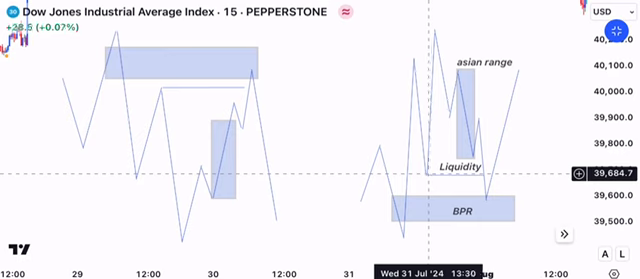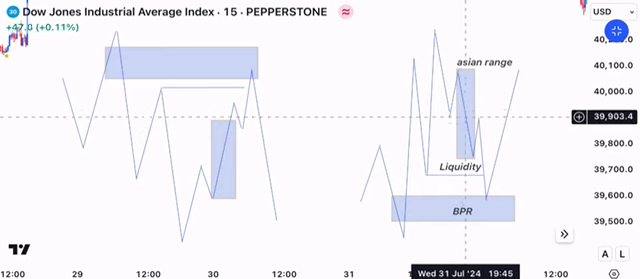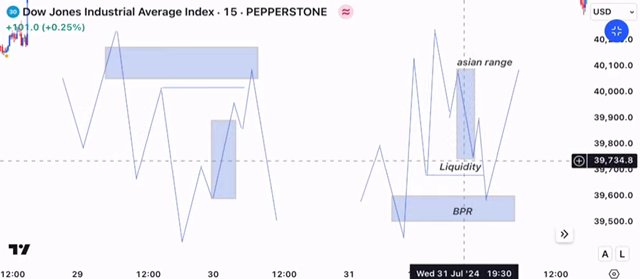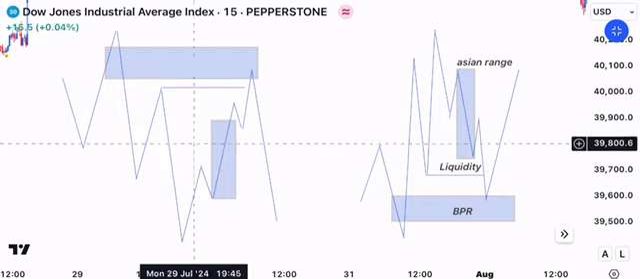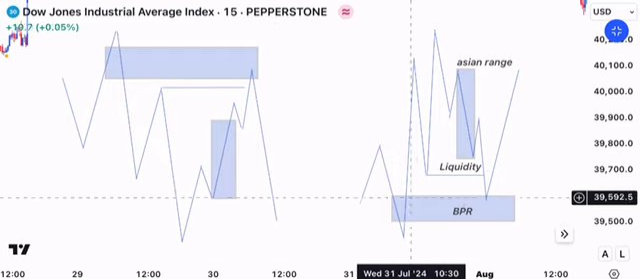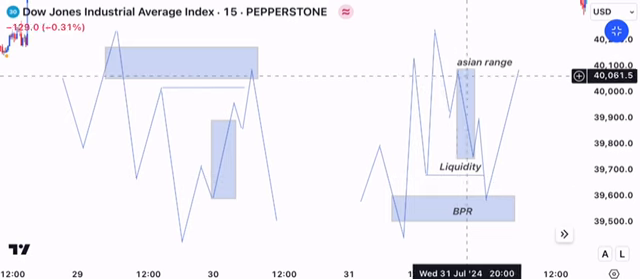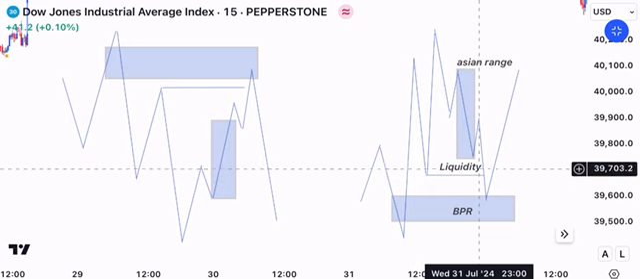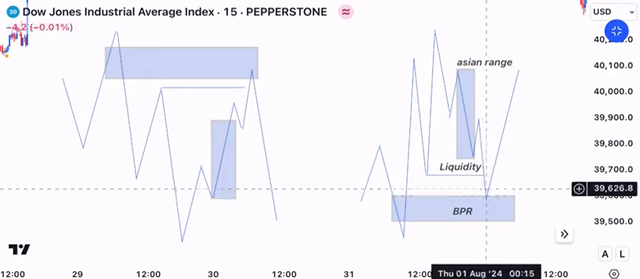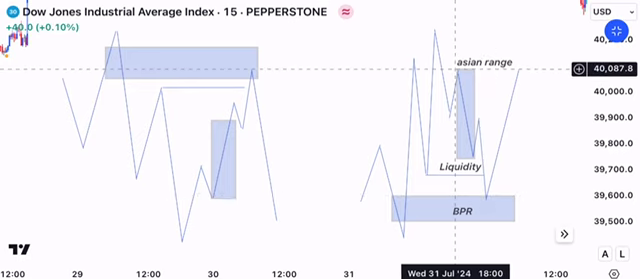Price should not clear the liquidity before. If you are buying, the Asian range should be above the liquidity. If you are selling, the Asian range should be below the liquidity. So this is the schematic. This is how it works. Liquidity, Asian range, price comes into the BPR, and we have two targets.